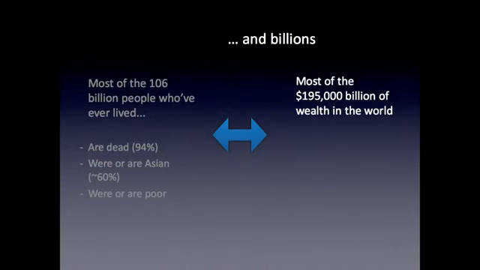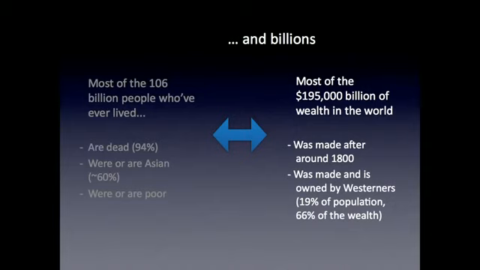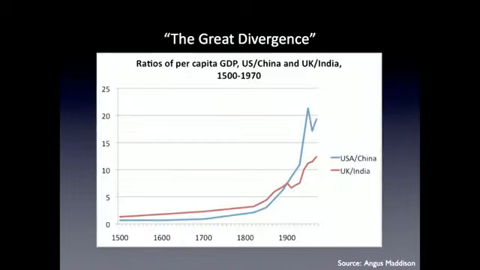Let's talk about the $195,000 billion of wealth in the world today. We know that most of that wealth was made after the year 1800, and we know that most of it is currently owned by people we might call Westerners, Europeans, North Americans, Australasians. 19% of the world's population today, Westerners own 2/3 of its wealth. Economic historians call this the Great Divergence.